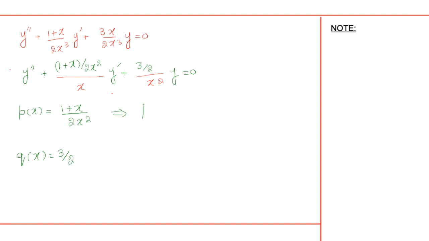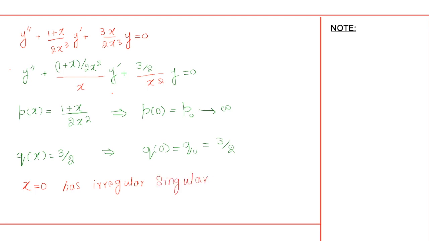So this implies that p at x equal to 0, we can write it as p naught, tends to infinity, while q at x equal to 0, that is q naught, remains a polynomial, that is 3 by 2 x to the power 0. So x equal to 0 has irregular singularity, and this x equal to 0 is called an irregular singular point. So we cannot apply the series solution method to this equation.